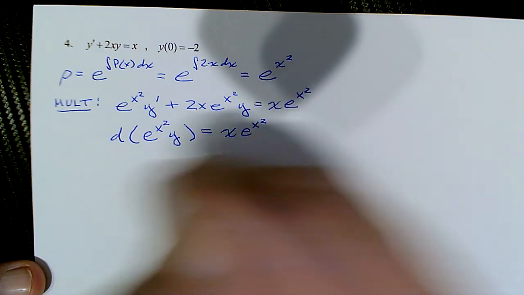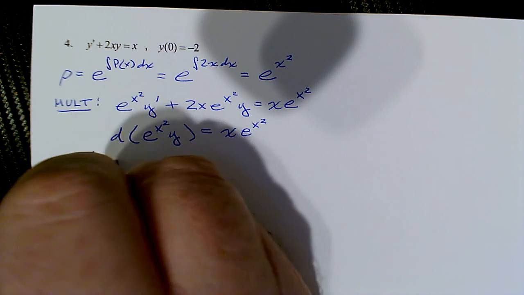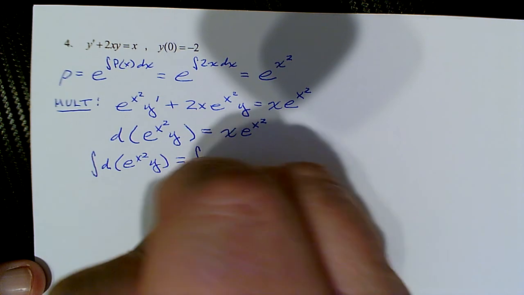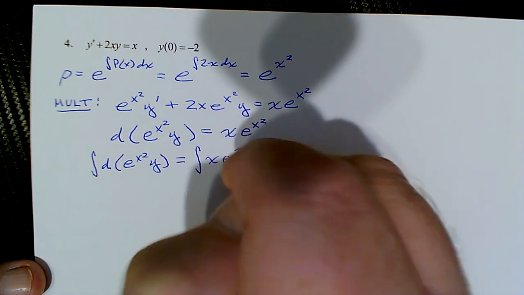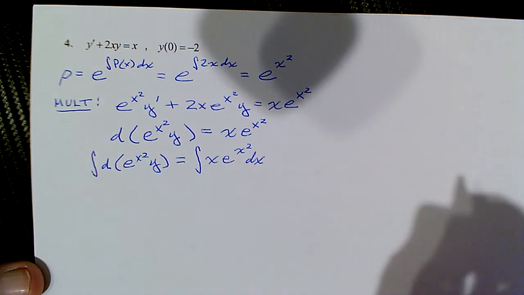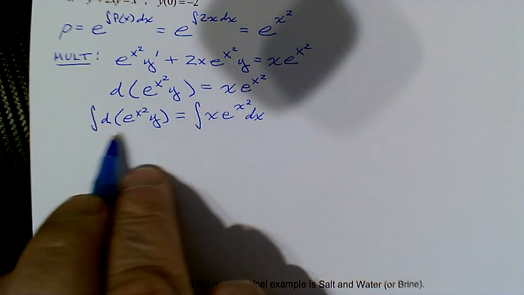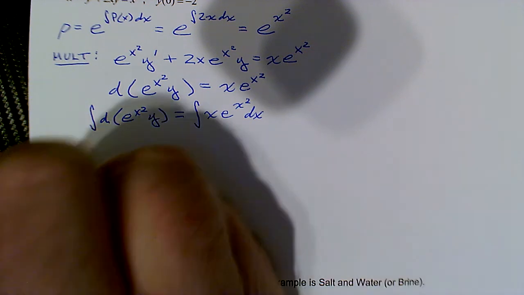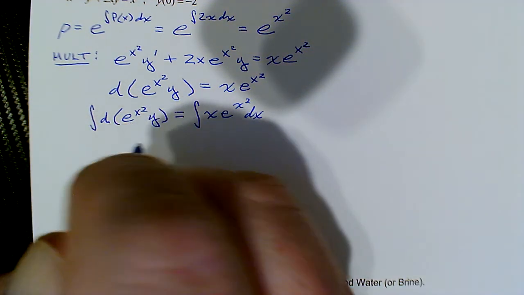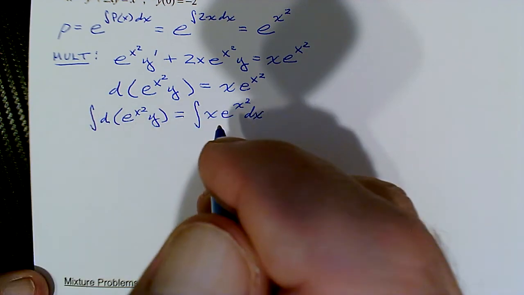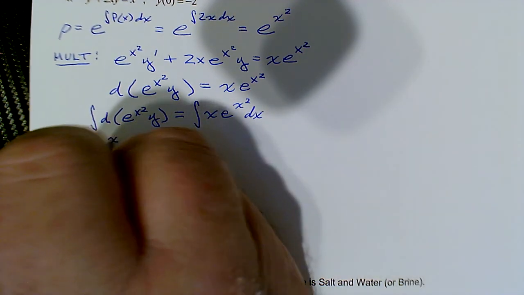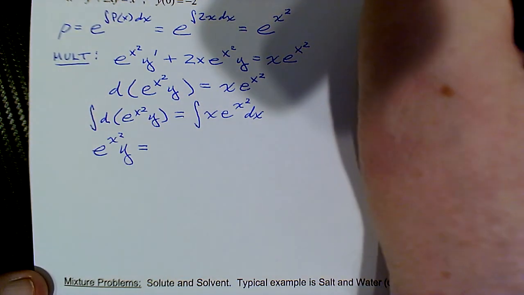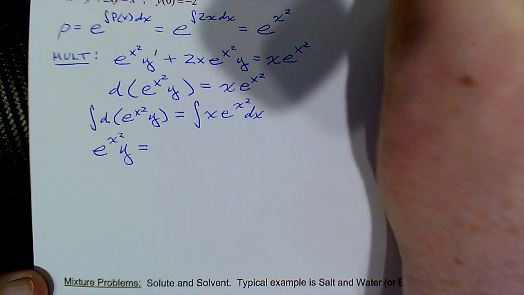And recopy the right-hand side. Throw the integral symbol in front of each side here. Again, it is good practice, I suppose. It helps you think about the integral on the right. So now for the left-hand side, the integral of the derivative of this quantity is just that quantity. So e to the x squared y equals, okay, here you have to be a little bit careful. Let me do it aside.